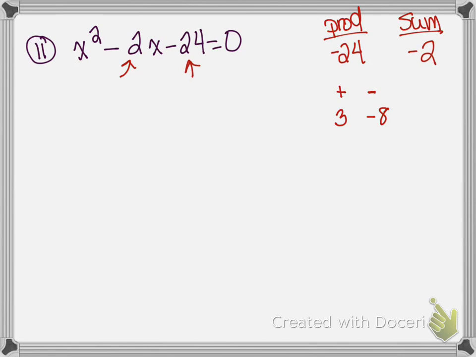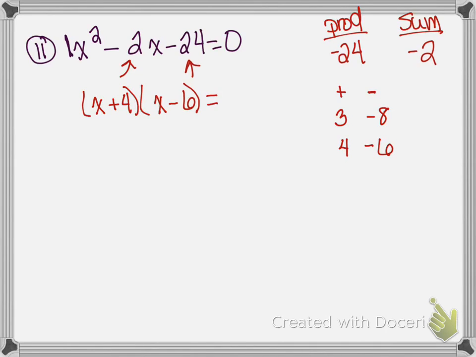Does that work? 3 plus negative 8? Nope. What were other factors? 6 and 4. Which one's got to be negative? Good. Does that work? Okay, how about we do this way? 4 and negative 6. Do they work? It does. Okay? So because this is a 1 right here, I can just write it. I can do x plus 4, x minus 6.